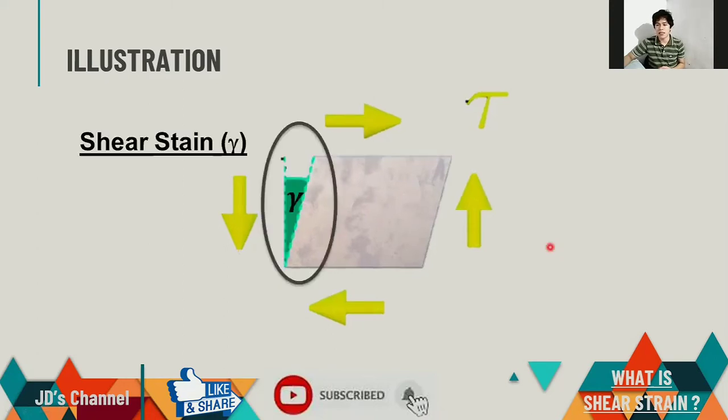Ayan. So, yung ating shear strain. So, dito po class, which is yung gamit natin is gamma. Ayan, yung change in angle or angular. Ano po, yun yung ating shear strain. From its original position, and then dun sa kanyang final position, nag-create siya ng angle dito. Okay.